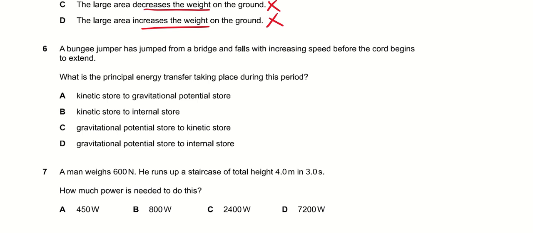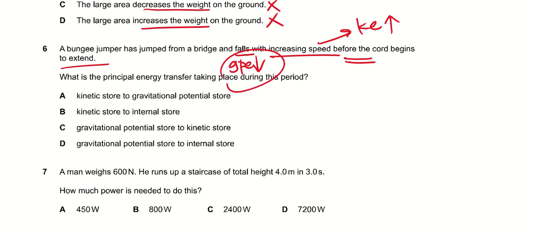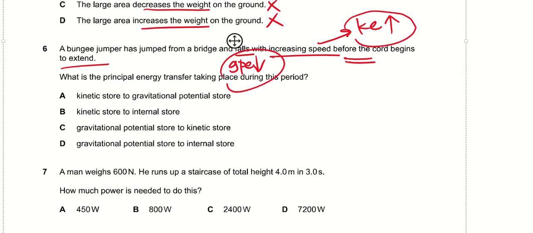Okay, a bungee jumper has jumped from a bridge and falls with increasing speed. That means the KE is going to increase, but because it's falling, the GPE is decreasing. Before the cord begins to extend, what is happening is GPE decreasing, and it is being transferred to his KE. Okay, so answer is C.